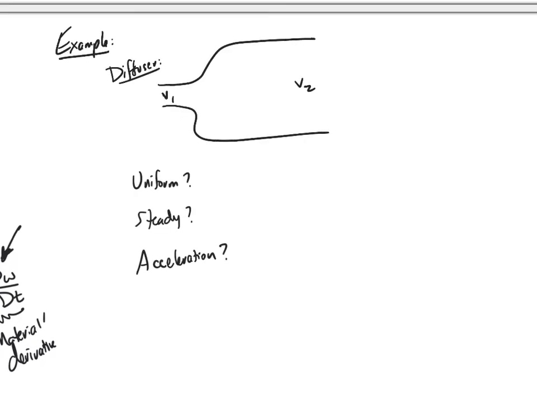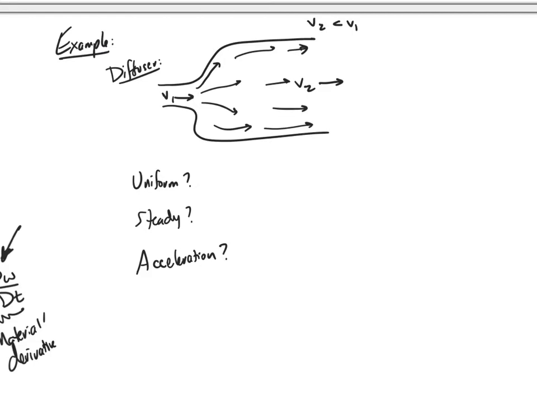All right, so we have a diffuser in this case, and the diffuser is kind of the opposite of a nozzle. Basically, the fluid flows in at V1 and flows out at V2. So the question we're going to ask right now is, as the flow spreads, you can imagine it's going to slow down because it has more space. So basically V2 is going to be less than V1.